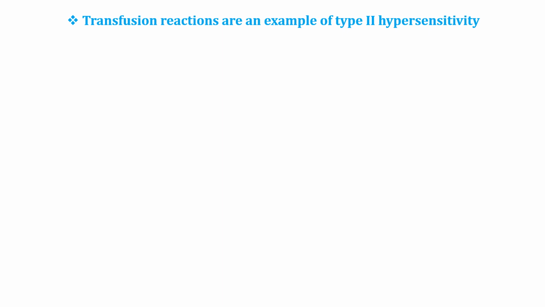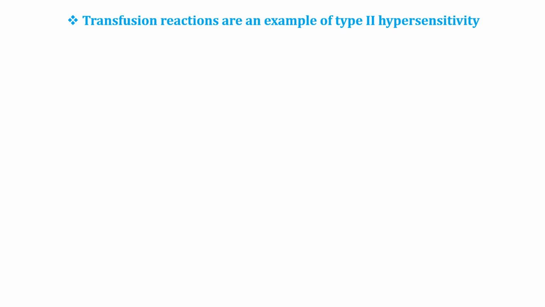In this session, we will be discussing how transfusion reactions are an example of hypersensitivity. So first, we need to know what a transfusion reaction is. Transfusion reactions are hypersensitivity reactions that can occur when incompatible blood is transferred into the recipient's body. These reactions can range from mild symptoms such as fever or itching to severe complications including hemolysis. Hemolysis is the destruction of red blood cells.